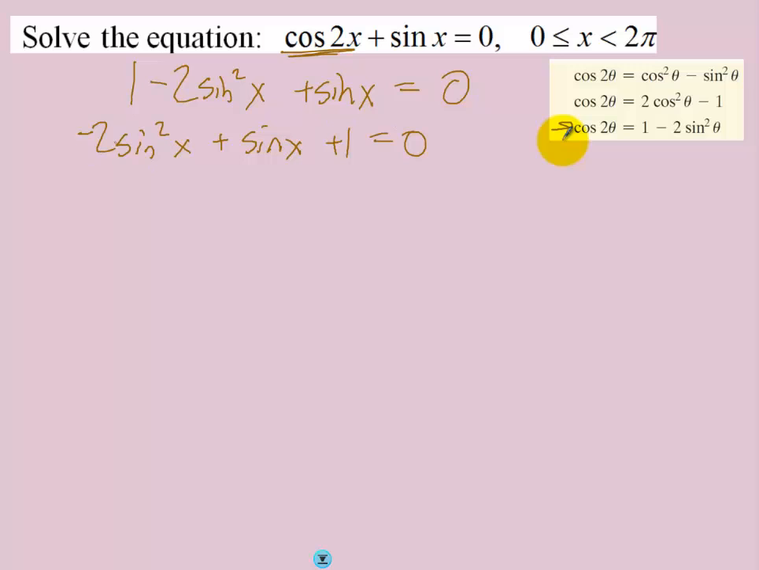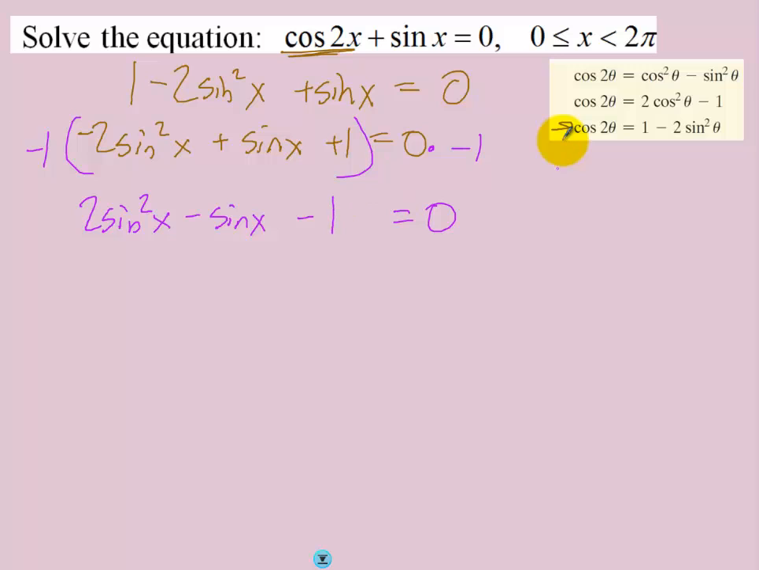Now I don't usually like dealing with a negative coefficient for my squared term, so I'm going to multiply everything by negative 1 on both sides. 0 times negative 1 is still 0. Basically, it just flips the signs. So you get 2 sine squared of x minus sine of x minus 1 equals 0.